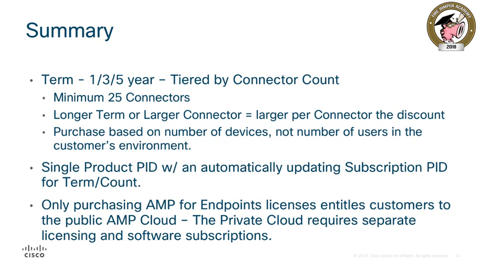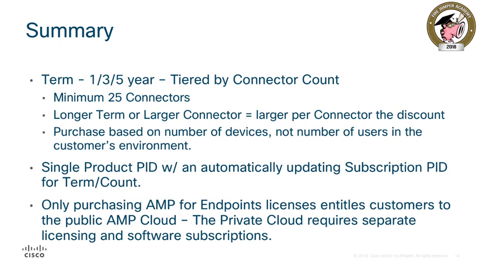In summary, licenses are purchased in 1, 3, or 5 year terms for AMP for Endpoints and are tier priced. For the end user, this means the longer the term or larger the quantity of connectors purchased will translate to a lower price per connector per year. When sizing, the licensing is based on the number of connectors deployed and not the number of users in a customer's environment. It's useful to understand the customer's size, user size, as a solid starting point for determining the final number of connectors necessary for purchase. This is an important distinction to remember as some Cisco products are purchased on a per user basis. AMP for Endpoints is not one of them.